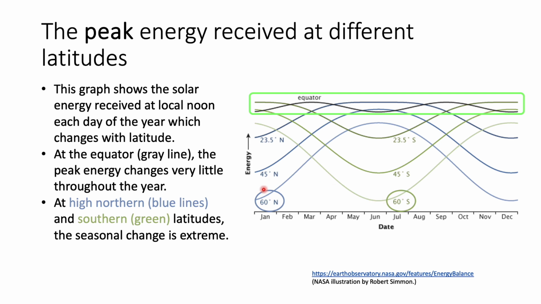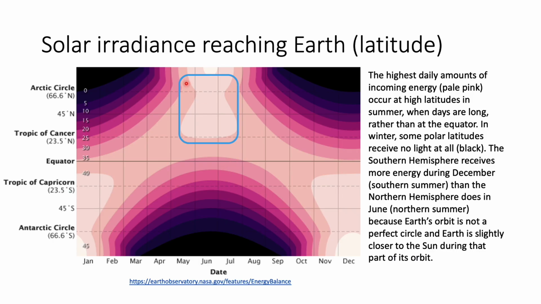So this way we can see the peak energy received at different places like the poles and other places keeps on changing throughout the year. And here we can look at how much of the energy is received.